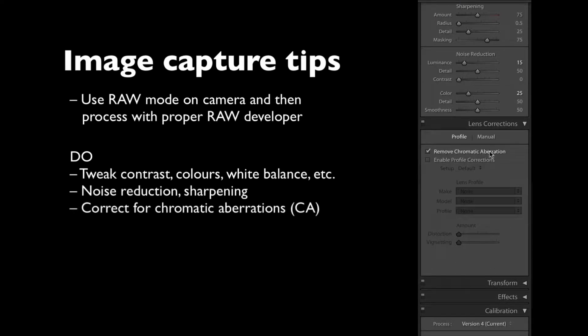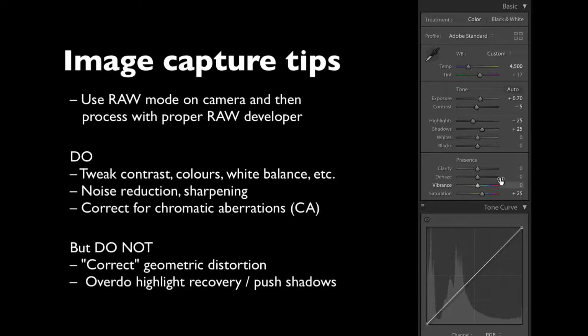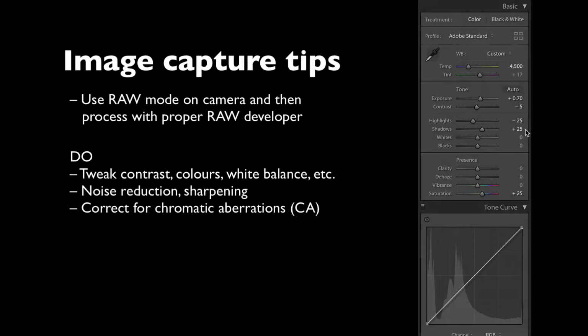But while we're at the lens correction topic, do not touch the geometric distortion of the images. PTGui is a lot better at that. And also, be really careful with highlight recovery and shadow detail enhancements, because they will change the overall exposure between images, and you might get some banding issues when you're trying to blend those later.